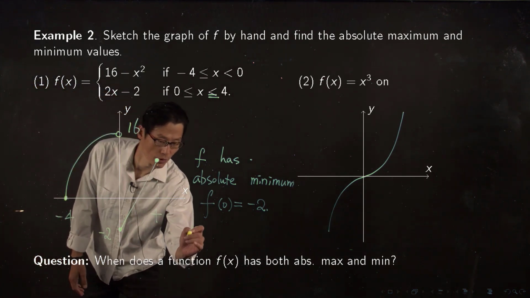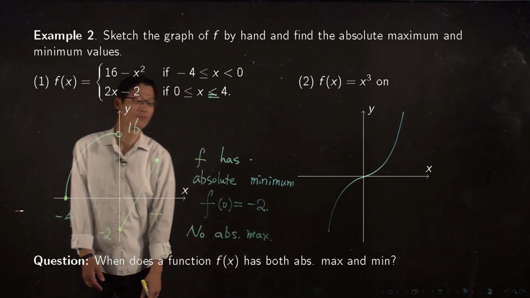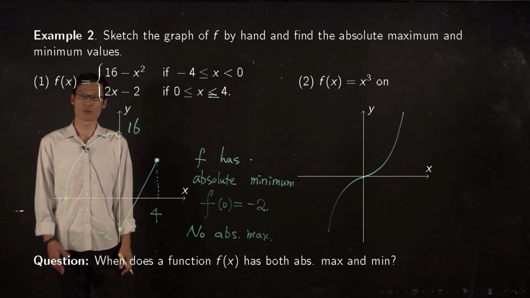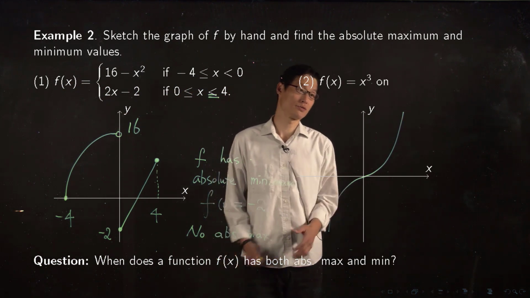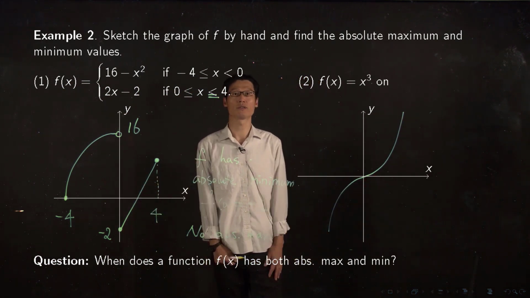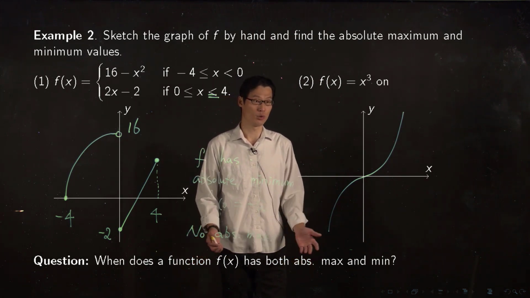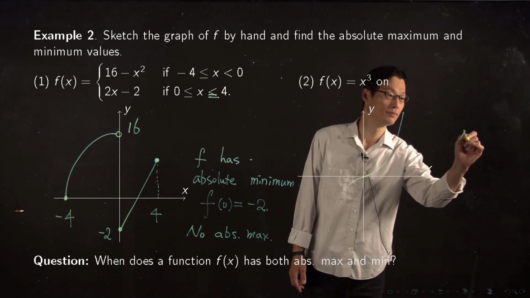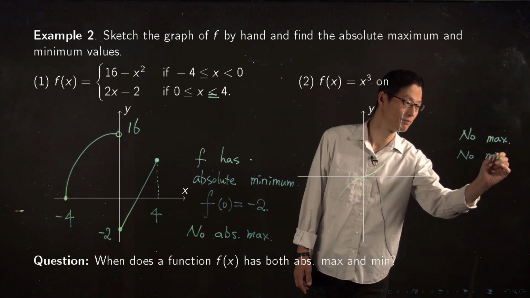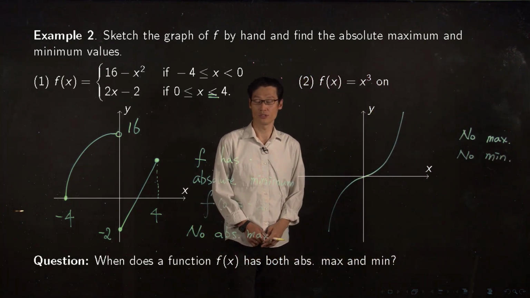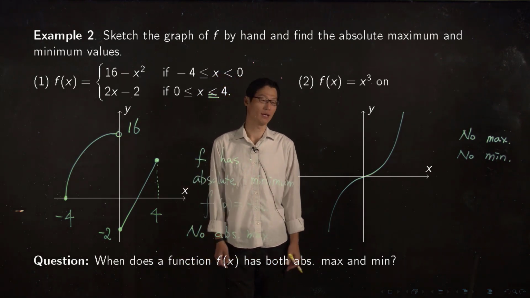So no absolute maximum. Okay, so this function has only absolute minimum. What about this? This function is very nice function, continuous everywhere, differentiable everywhere, but this function has no maximum, no minimum. So one natural question is, when does a function have both absolute maximum and absolute minimum?